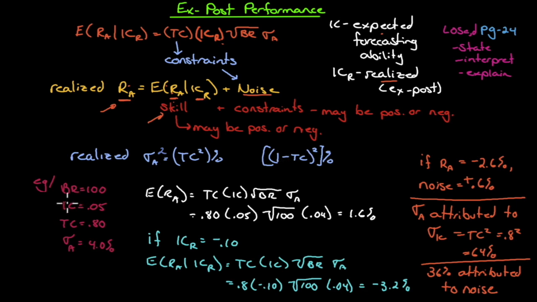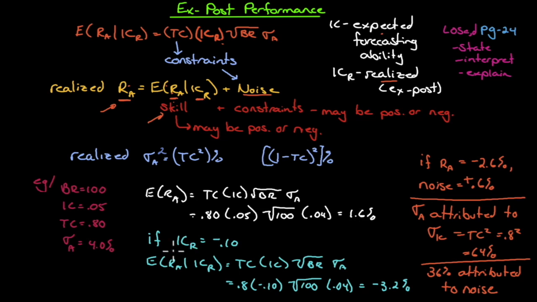Let's say that we have a situation where we analyzed our breadth was 100, so there were 100 securities in the portfolio. Information coefficient was 0.05. Now notice, this is not an IC sub R, it's just IC. So this is the expected forecasting ability of 0.5, a transfer coefficient of 0.8, and active risk of 4%. The expected active return, fill it all in, would be 1.6%.